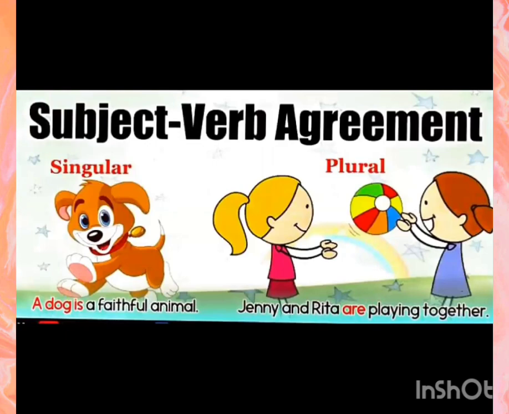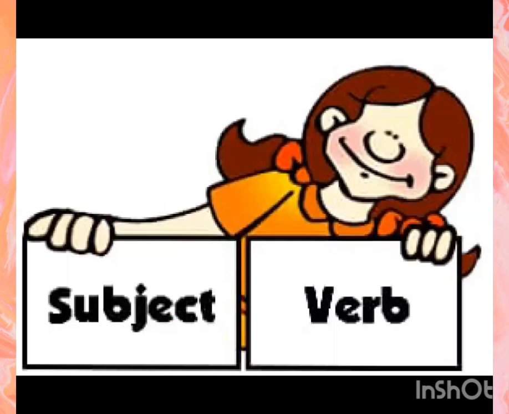You can look at this picture and you can see that there is one singular picture and the other one is plural, wherein two persons are involved. Looking at this, you may see that it is written: A dog is a faithful animal. Jenny and Rita are playing together, and the verbs are already highlighted here. Is is the verb used with a singular noun, that is dog, and are is used with the plural noun, that is Jenny and Rita. So we are going to talk in detail about the subject and its verb and how they agree with each other.